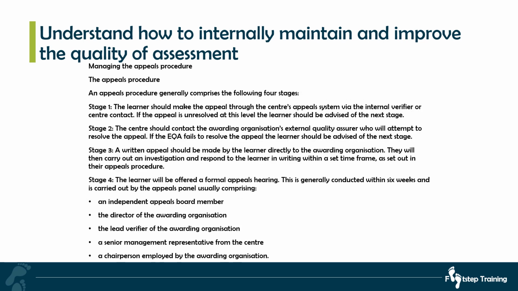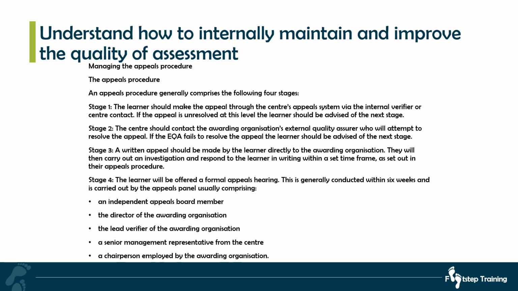The appeals procedure generally comprises of the following 4 stages. So this is how an appeal would be made. Stage 1. The learner should make the appeal through the centre's appeals system via the internal quality assurer or centre contact. If the appeal is unresolved at this level, the learner should be advised of the next stage. The centre should then contact the awarding organisation's external quality assurer, who will attempt to resolve the appeal. If the external quality assurer fails to resolve the appeal, the learner should be advised of the next stage.